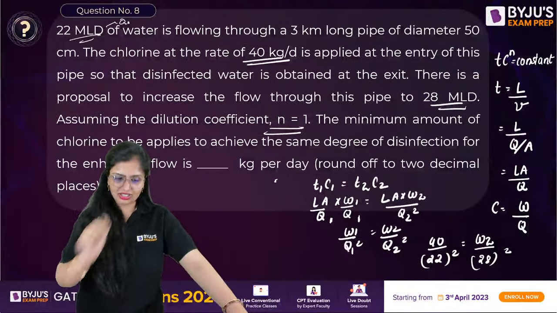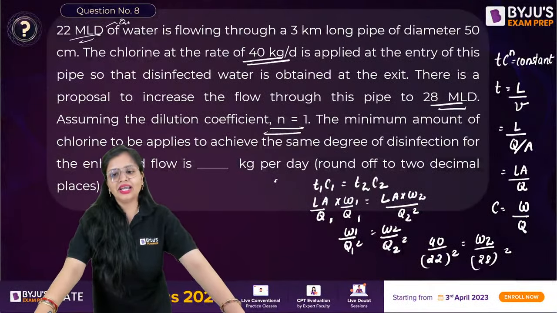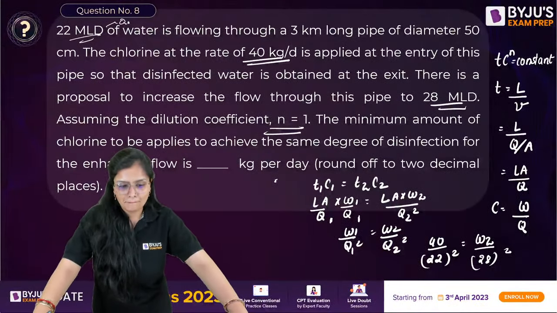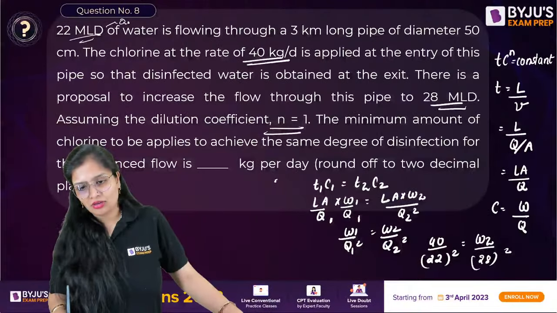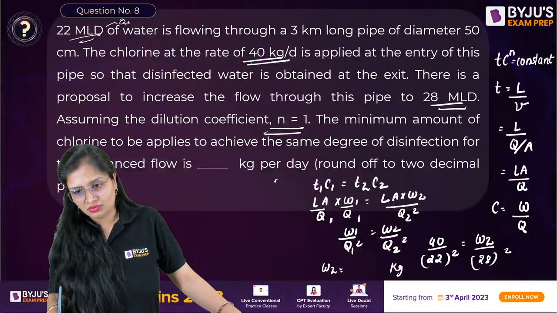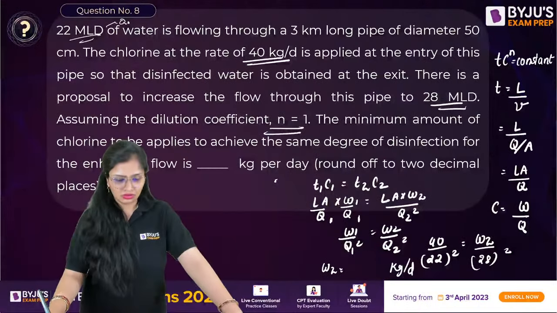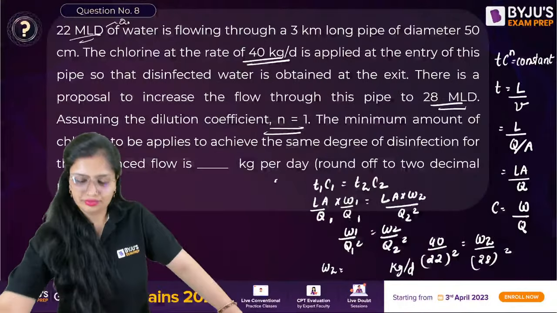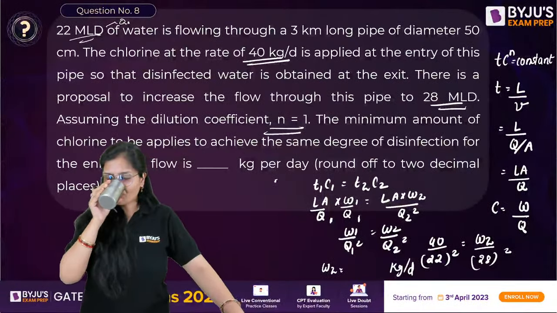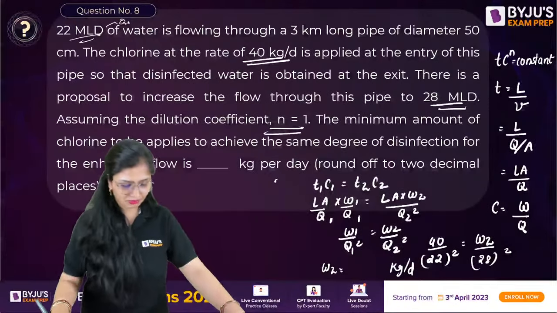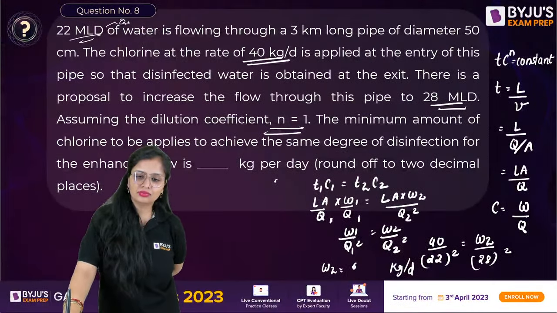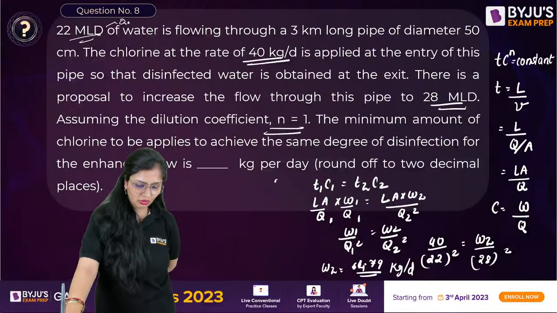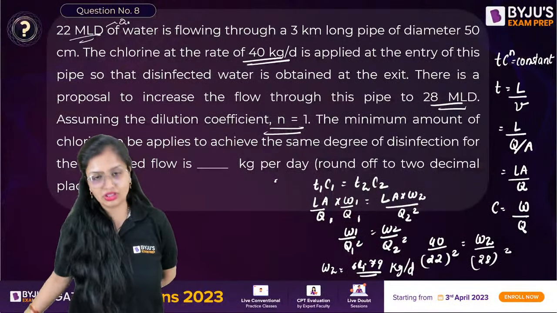Come on guys, calculate it fast. 28 square by 22 square into 40. How much will you be getting? 64.79. Just check the calculations once.